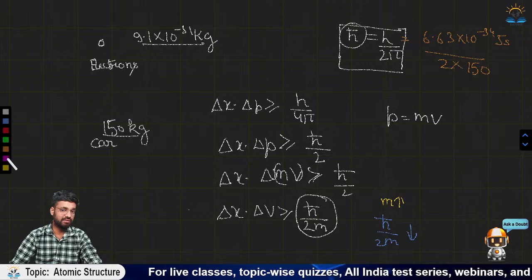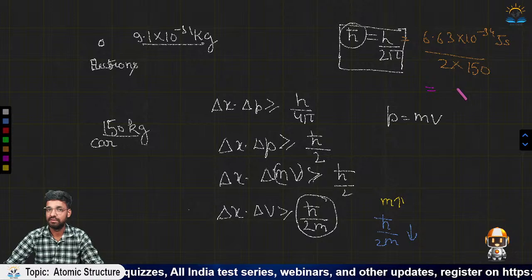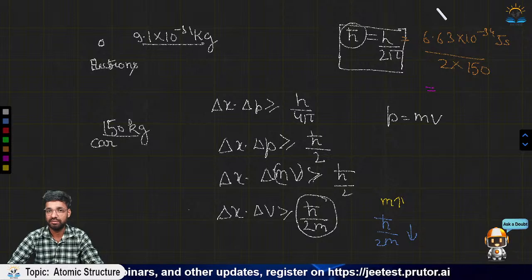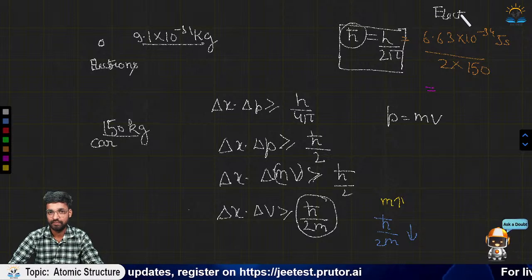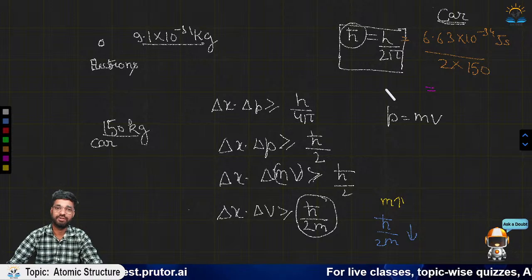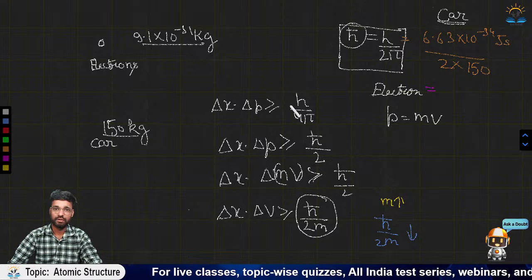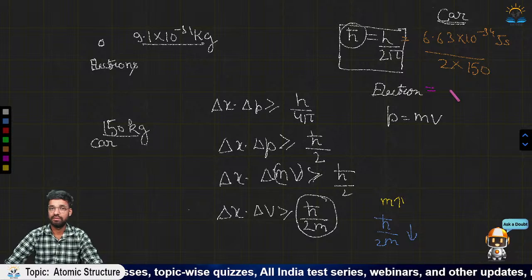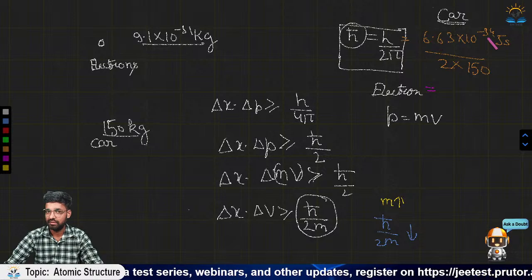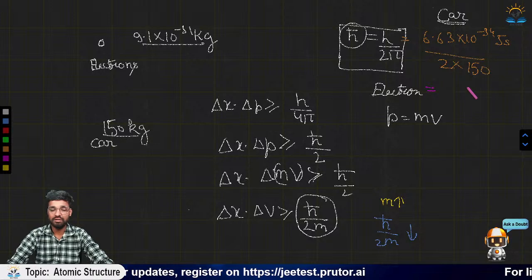Now if we consider it for the electron, I'm writing it here: this is for the electron. Sorry, this is for the car, and this one is for the electron. So now we are calculating it. This must be in the order of somewhat 10 to the power minus 30. So this is a very small uncertainty.